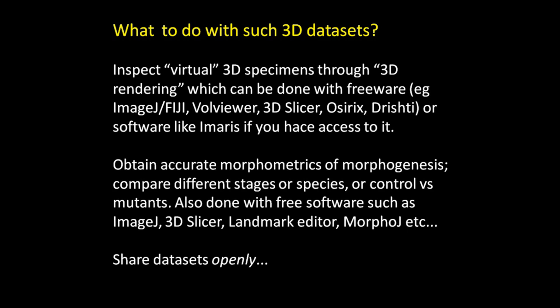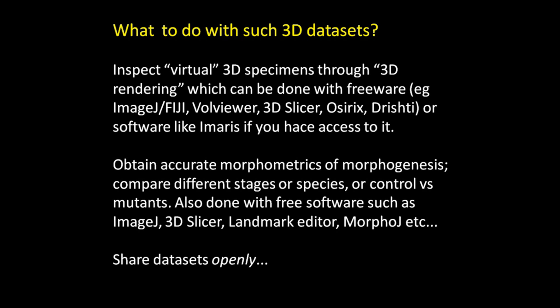But there are other things that the software allows you to do, which is to get very accurate morphometrics of morphogenesis and morphogenetic processes. How large is a specific organ, for example, the heart, or a specific blood vessel, and how does it change throughout development? You can do it in a very quantitative manner using this technique. And you don't have to destroy the samples or physically alter them to do that.